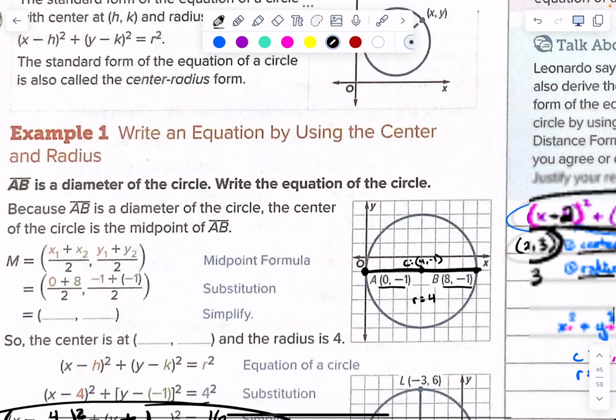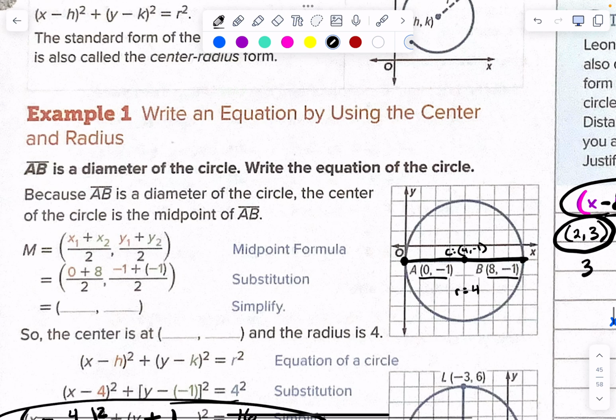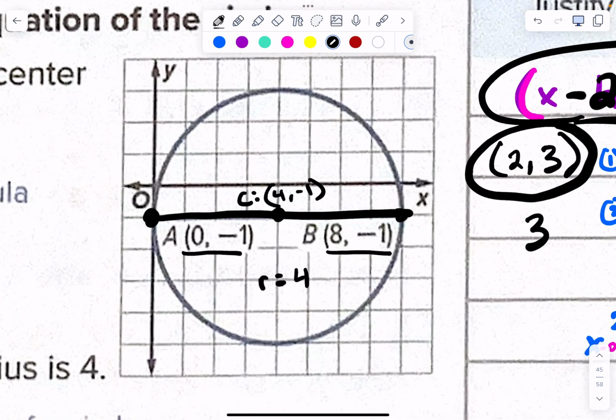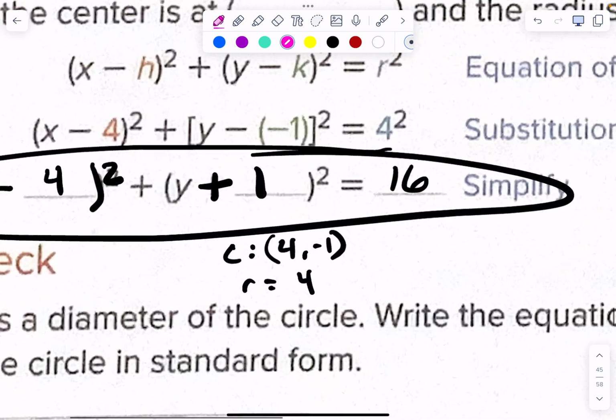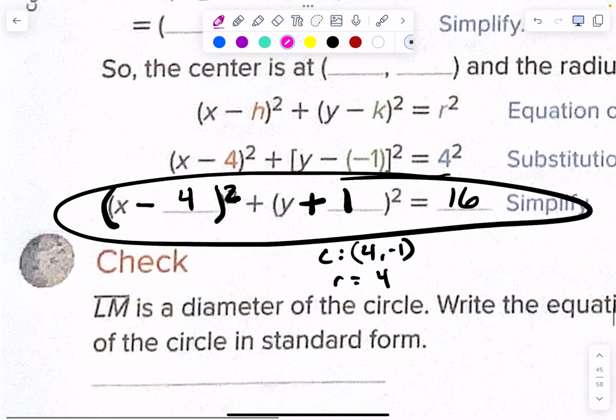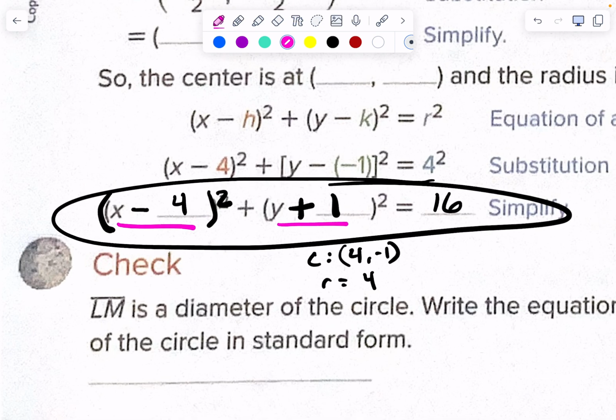We did this one over here, and we said, for example 1, if AB is the diameter, so A is here, B is here, this is a diameter. The center would be (4, -1). I can just see that that's the center. The radius is 4 units from the center out. So we said if the center is (4, -1) and the radius is 4, it'll be (x minus 4) squared plus (y plus 1) squared equals 16. That's what we get for the equation of a circle, and that's all they want, is just that, okay?